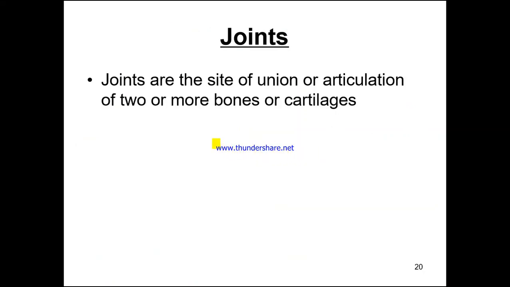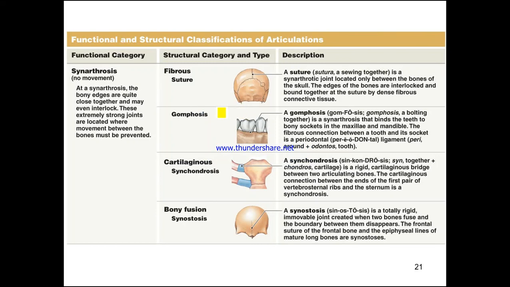Joints are the site of union or articulation of two or more bones or cartilages. We have different types of functional and structural classifications for articulations. We have functional categories. We have a structural category and type. So we have fibrous sutures, gomphoses, cartilaginous, and bony fusion.